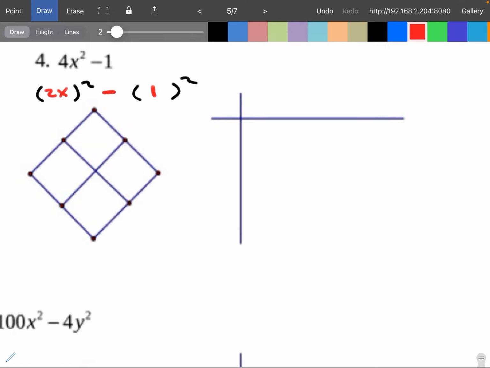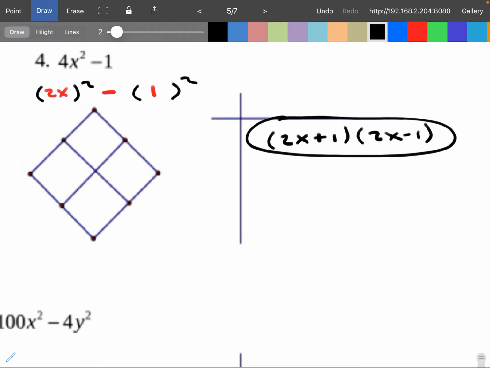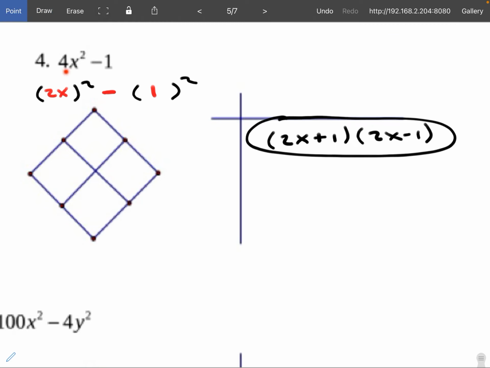All right? And then, again, you have to have this minus in the middle, okay? It has to be a subtraction. And as long as you have that, then you can just write the answer right away. So the answer for this one is just going to be 2x plus 1 times the quantity 2x minus 1. So again, you can just go to that answer right away.